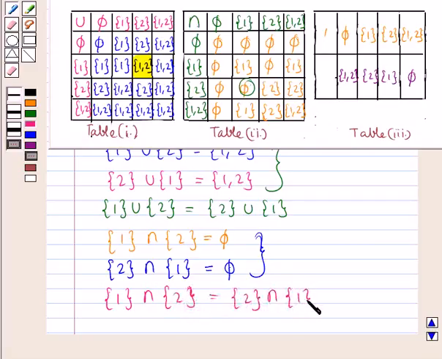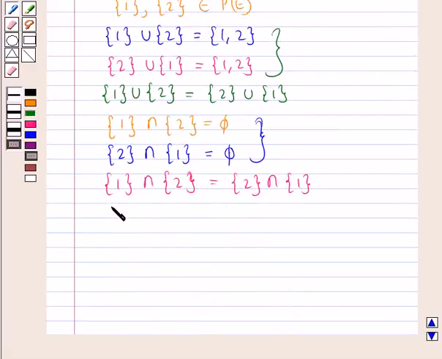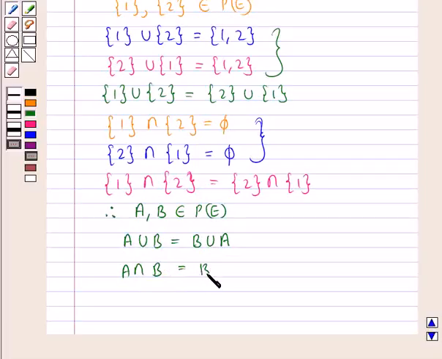intersection singleton 1. Therefore, we can say for any elements A and B belonging to the power set of E, A union B is equal to B union A, A intersection B is equal to B intersection A. And thus, we can say that the commutative law is satisfied.